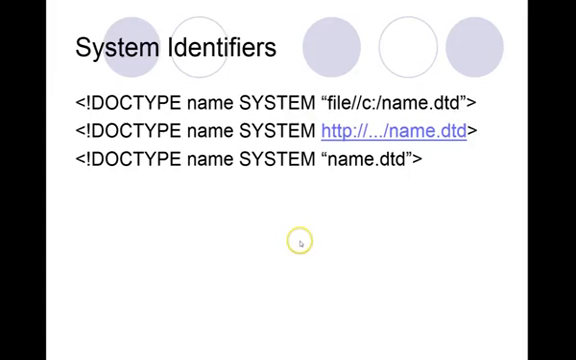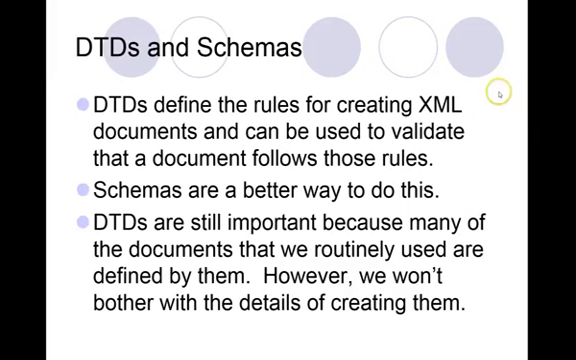Here are just some ways of doing the system identifier. So you can use a local file reference, you can use the URL, and here if it's in the same directory, the file reference just becomes the name of the file. So these are really the same. You don't have to print out the file path though. So again, the DTDs define the rules for creating XML documents, and we can use them to validate that a document follows the rules, which means that it's valid.